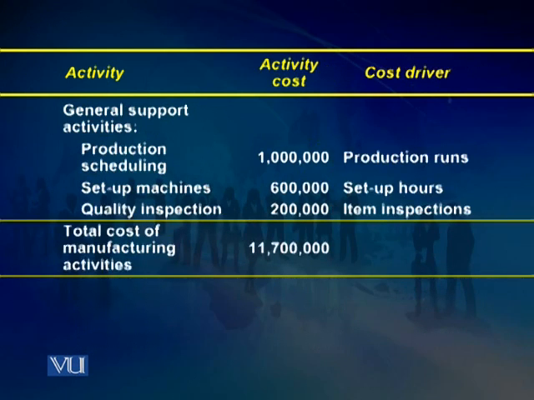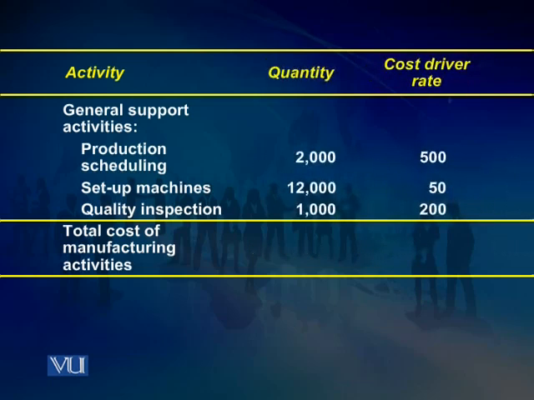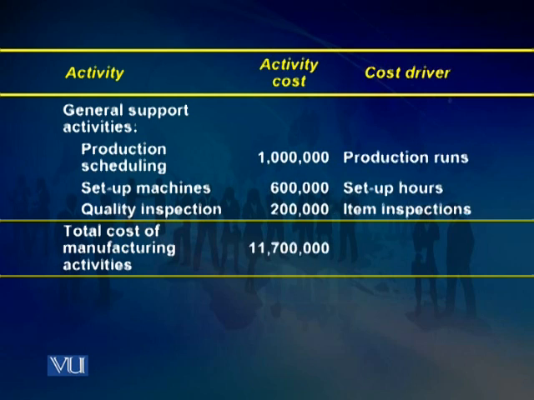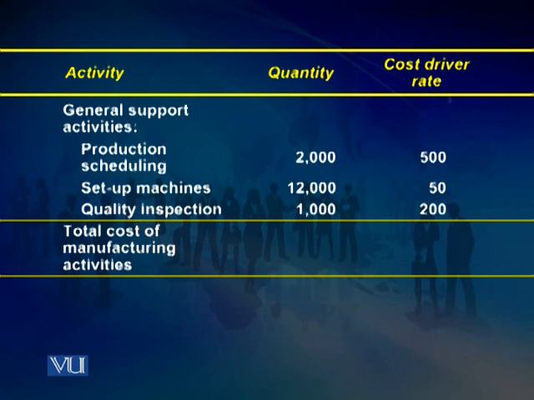General support activities, production scheduling is one activity. 1 million is the cost, and the cost driver for production scheduling is also production runs. 2,000 was the quantity of production runs, so the rate established for production scheduling cost driver is 500. Setup of machines 600,000. Cost driver is setup hours. There are 12,000 hours, giving the cost driver rate of 50 per setup hour.